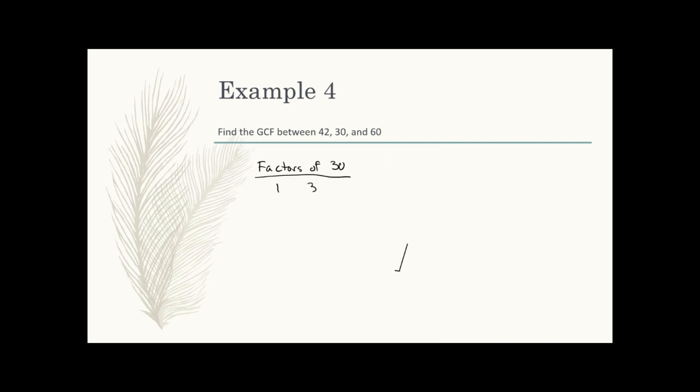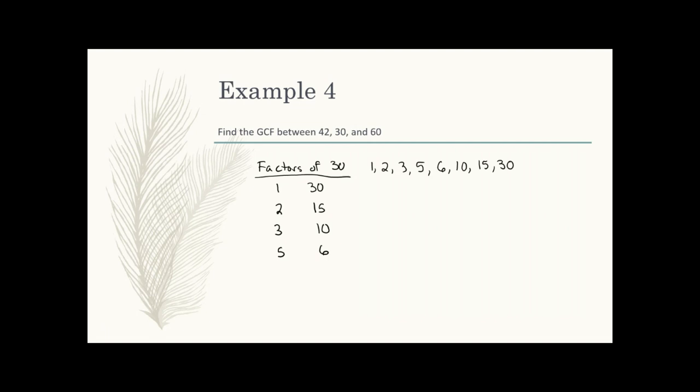So that's 1 and 30, because 1 times 30 is 30. 2 and 15. 3 and 10. 5 and 6. So those are all factors of 30. If I write these all in order: 1, 2, 3, 5, 6, 10, 15, 30. I'm just writing them in order, and then I'm going to choose the largest one.